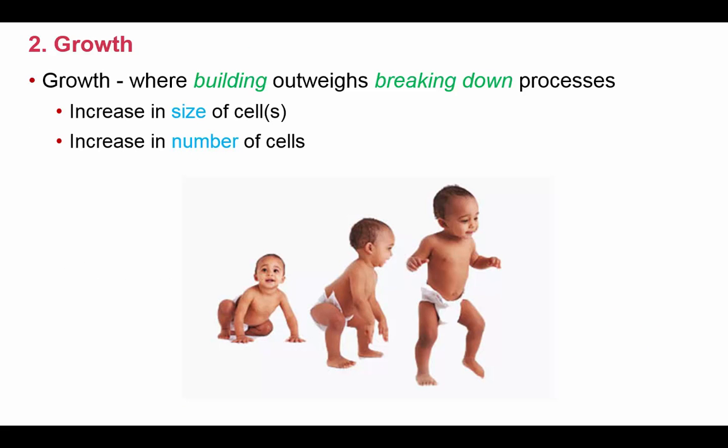The second characteristic of living things is that living things grow. And when we talk about grow, we refer to building outweighing breaking down. And so there's 2 ways that living things grow. One way is that they increase in the size of their cells, so cells get larger. Another way that we grow is we increase in the number of cells. We know that we all started out as a single-celled zygote. That zygote divided into 2 cells, into 4 cells, into 8 cells, and before you know it, we now consist of trillions of cells. So growth referring to size as well as to number.